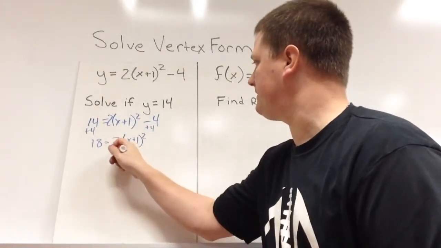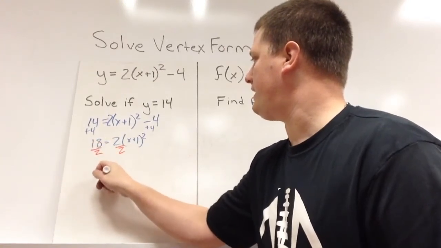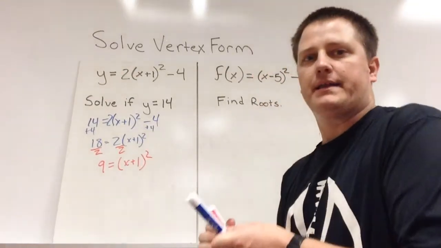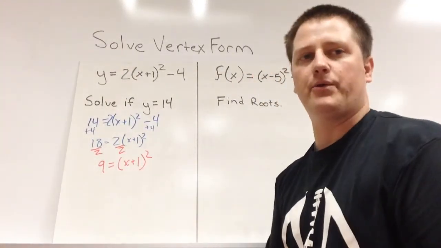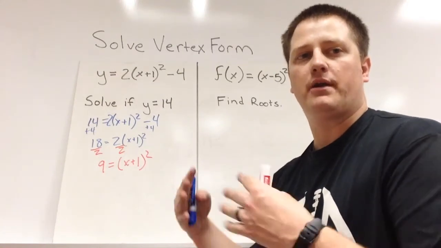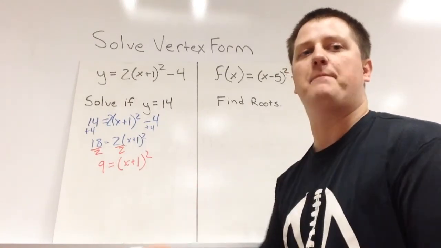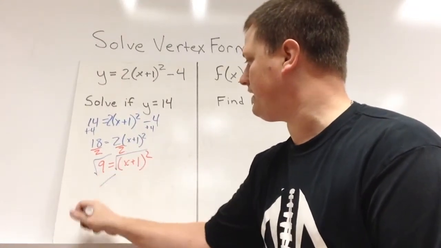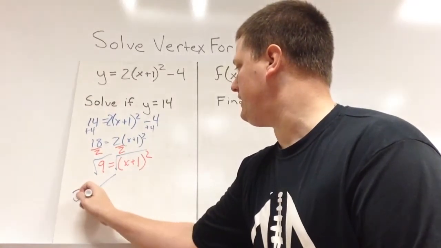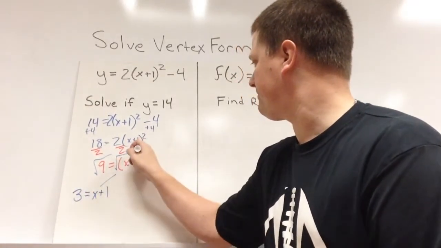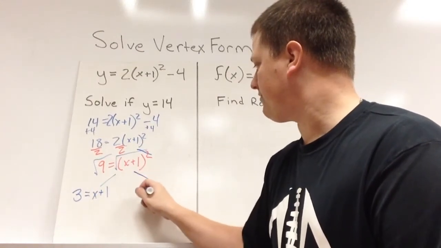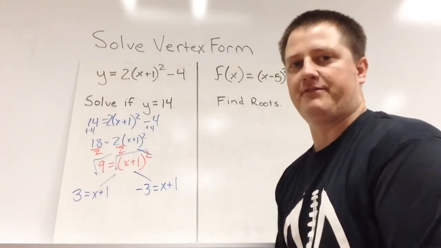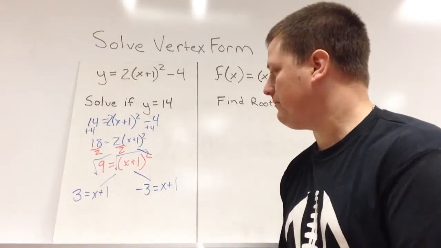Divide by 2. 9 equals x plus 1 squared. Now, to get rid of a square, we have to square root. If you remember, whenever you square root, you actually have two possible answers. You have a negative and a positive version. So we're going to square root this, and that's going to give us a positive 3 equals x plus 1, and negative 3 equals x plus 1. At this point, we just have to solve both problems, so we'll get two answers.